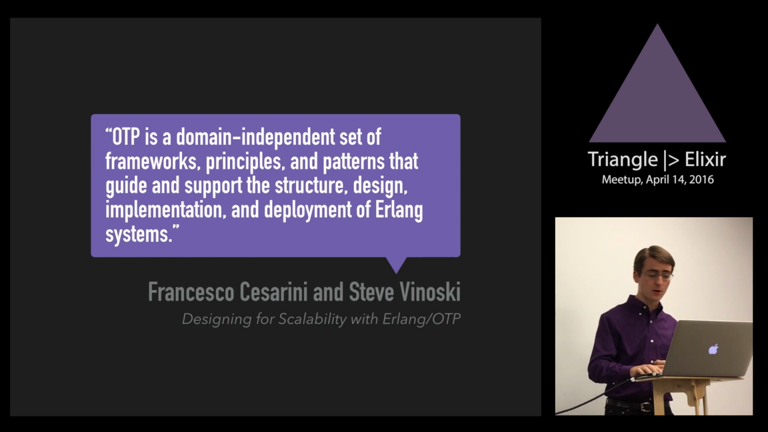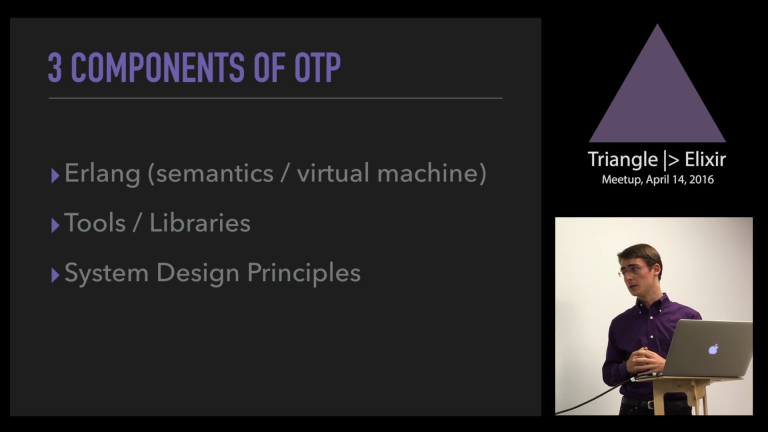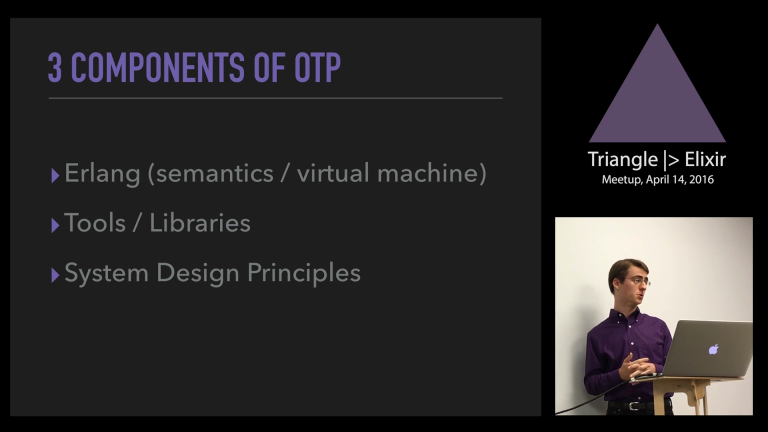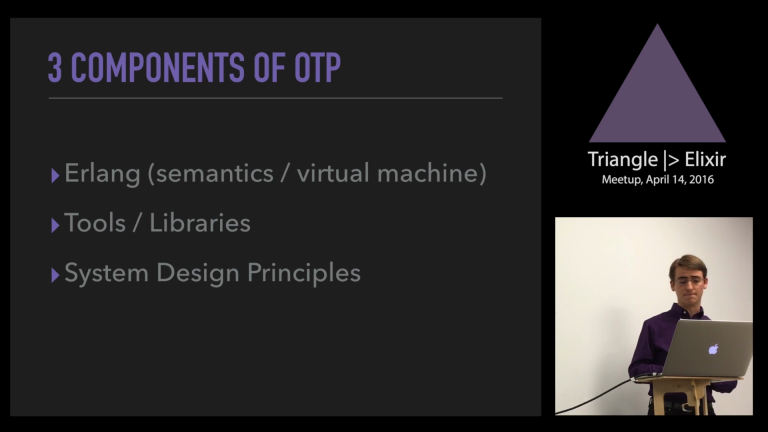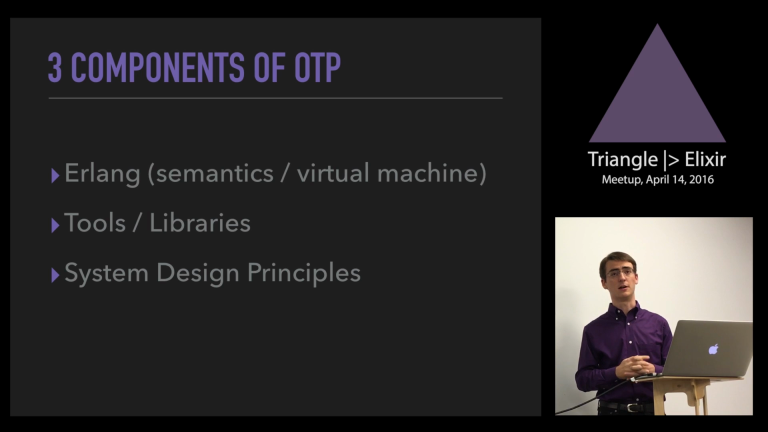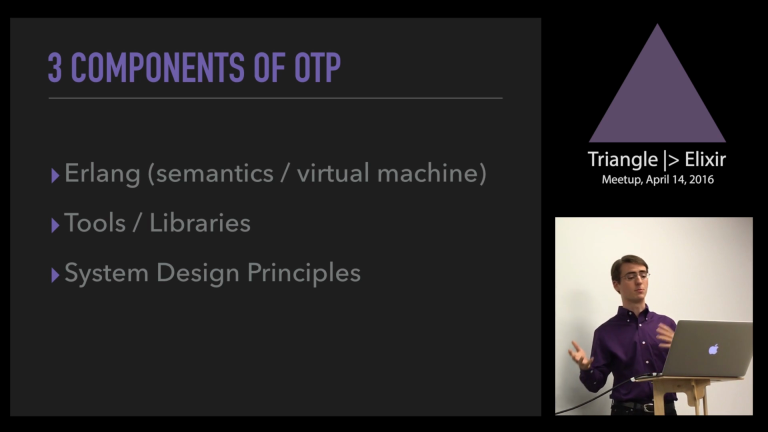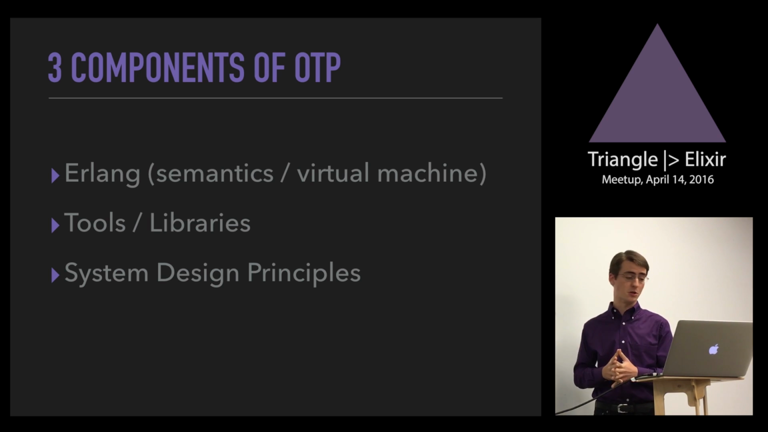So there's three primary components of OTP. So you have Erlang, which is the syntax and semantics, includes the virtual machine, Beam. That's going to give your core features, including your nodes, your schedulers, processes across your nodes. All of that is handled by this component of OTP.